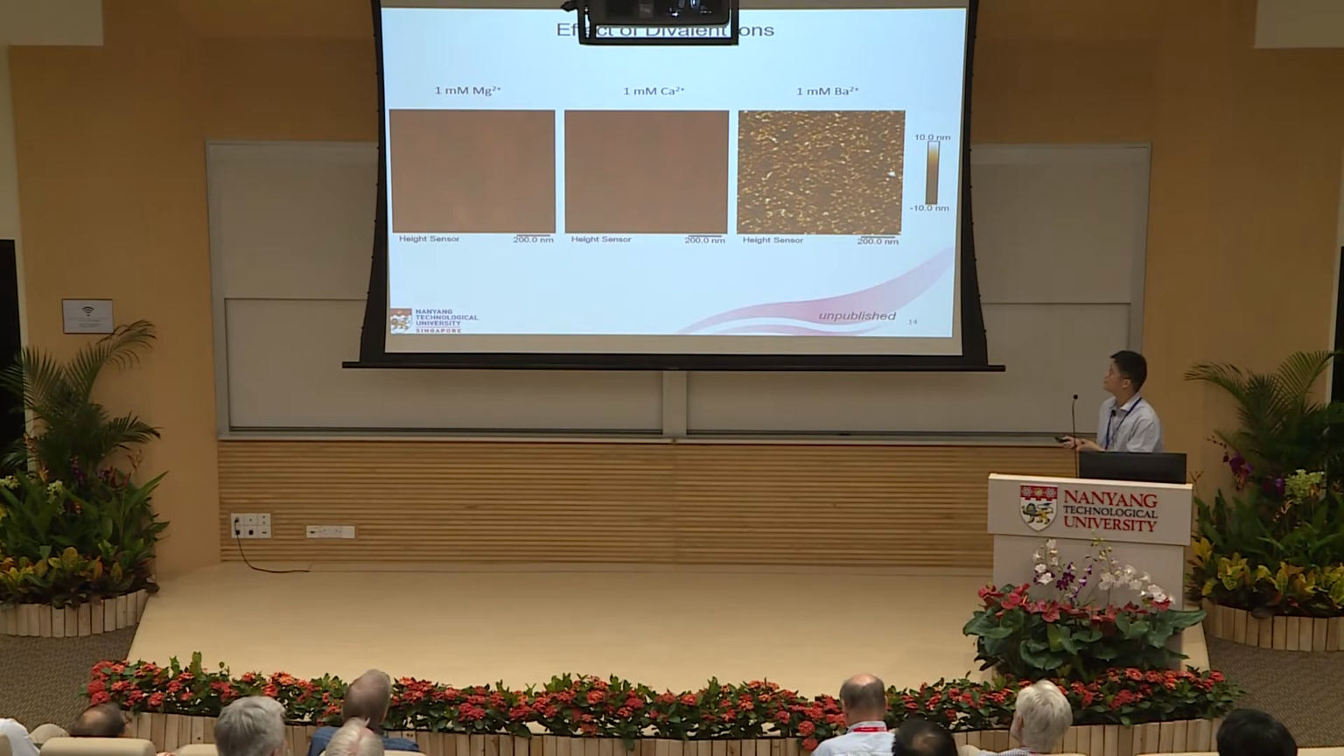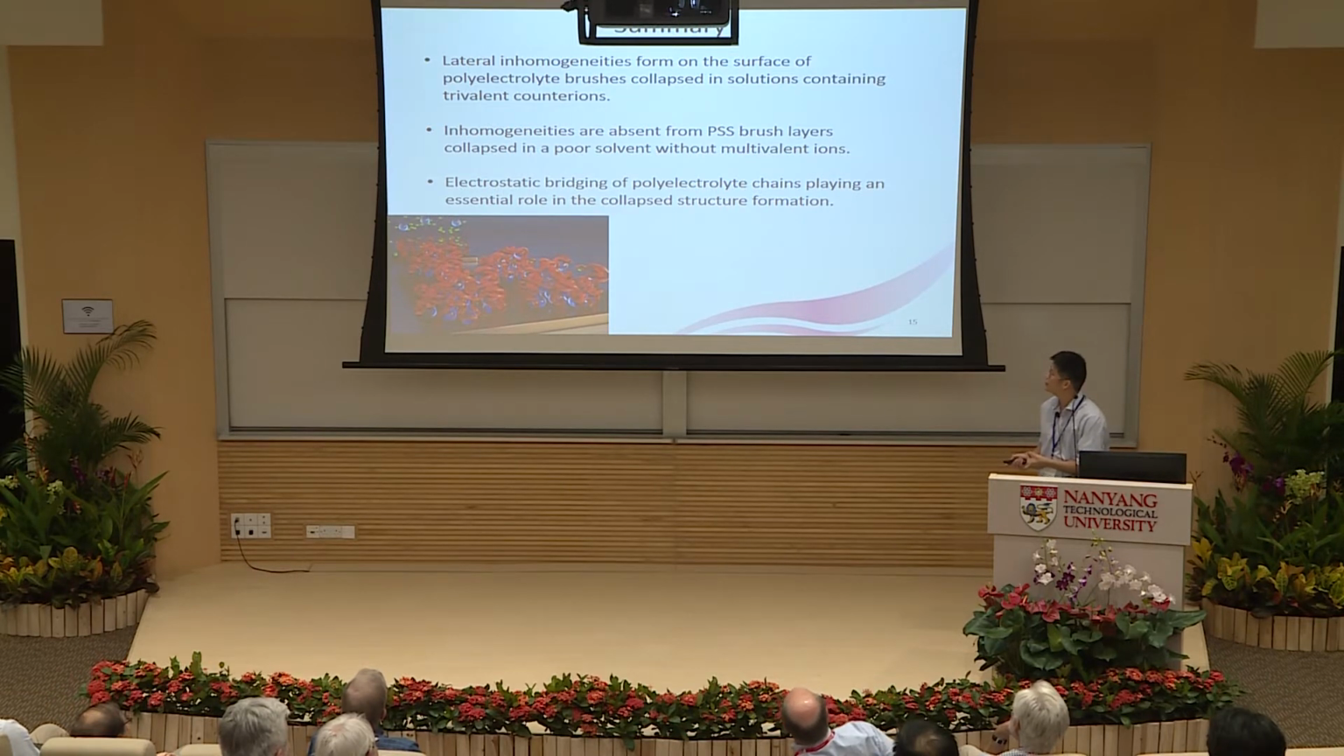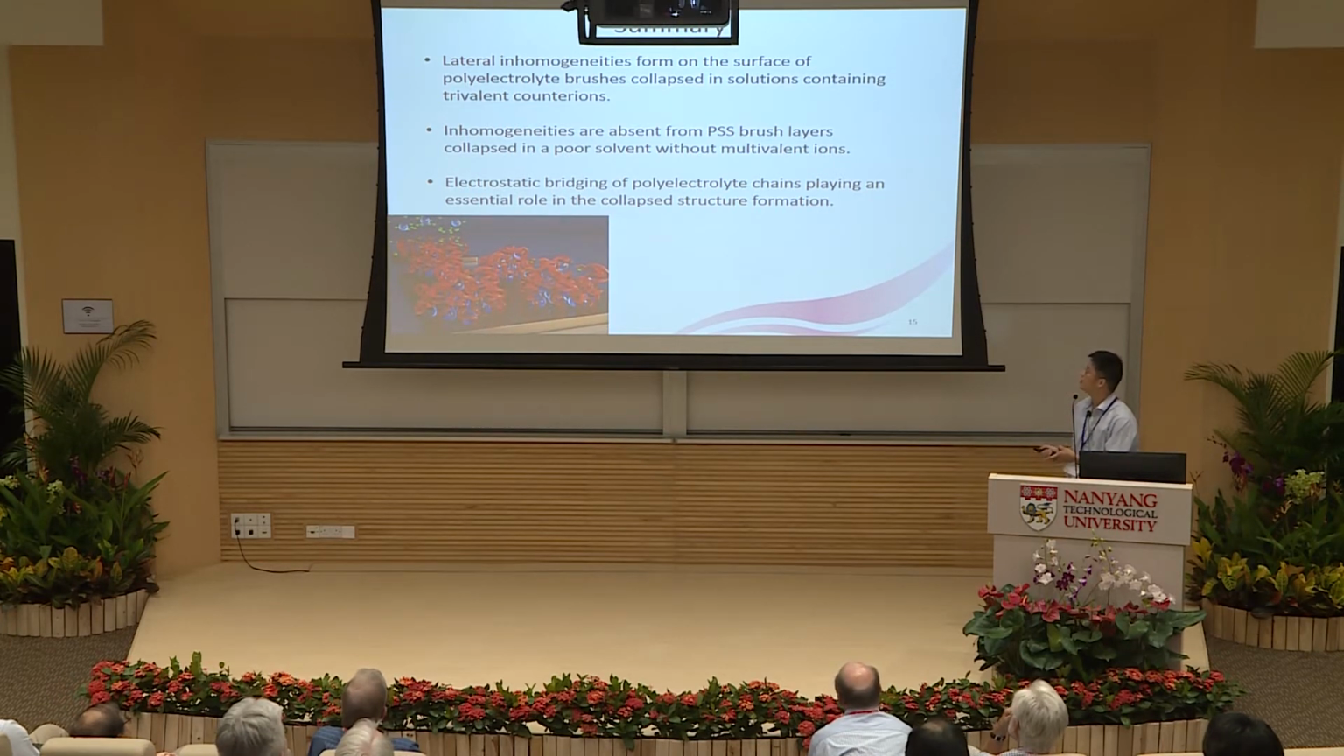Now, we believe this is related to the hydration structure of the divalent ions, as well as the interaction strength of the divalent ions. With that, I would like to summarize my talk. We observed the lateral inhomogeneities of collapsed PSS brushes in the presence of trivalent ions. Those inhomogeneities are absent if you only use poor solvent. So based on that, we conclude that electrostatic bridging is very important in forming those inhomogeneous structures of a collapsed polyelectrolyte brush. Thank you very much.